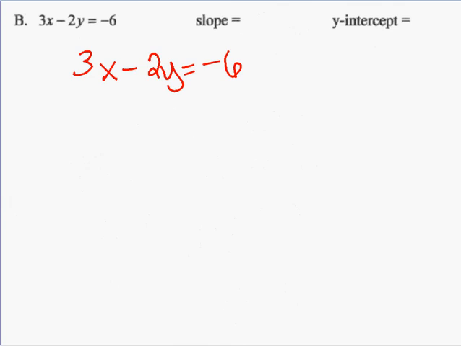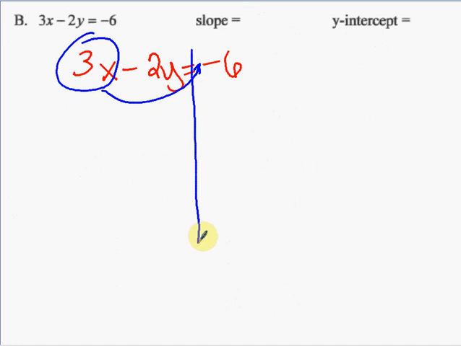Okay, so we want to take the 3x, stick it right there in front of the negative x, and if you want to, you can cut the equation in half. Alright, so let's see here.